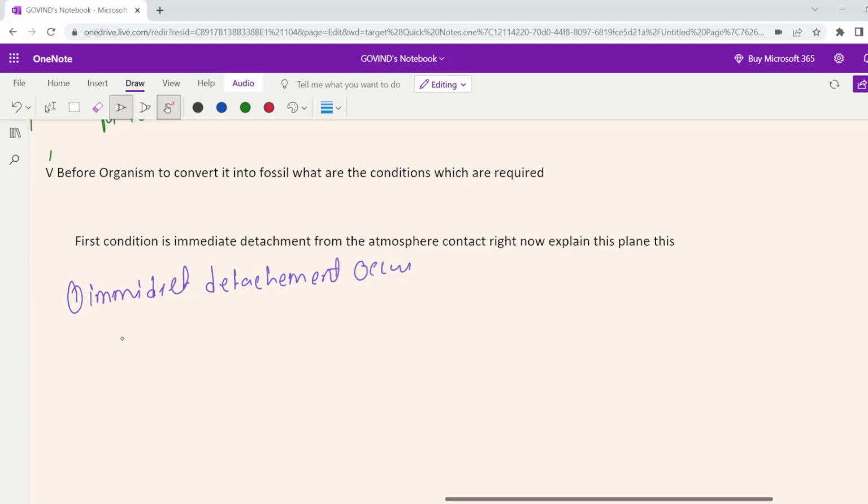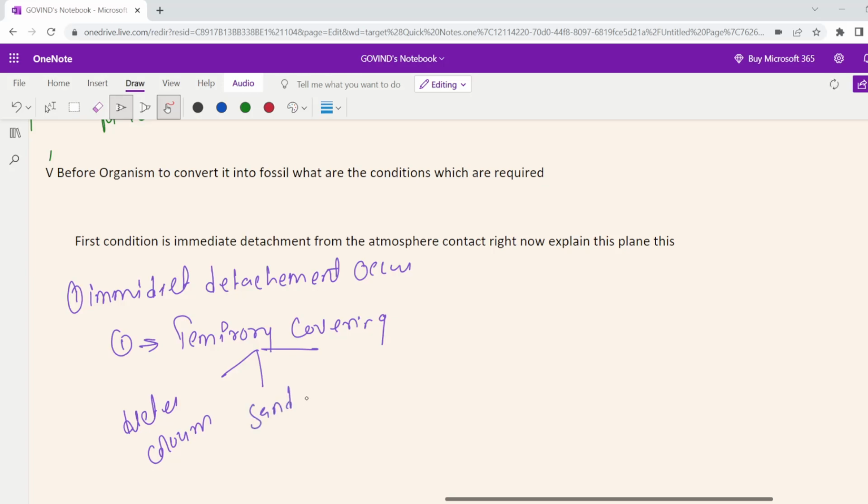Detachment occurs by the following. The first important thing we need to understand is the temporary covering, if our organism acquired a temporary covering. This is very, very important. Now the temporary covering can be provided by the water column. Let's say the organism is buried in the water. This temporary covering may be provided by sand, or by silt particles or clay. So these are some of the important things.